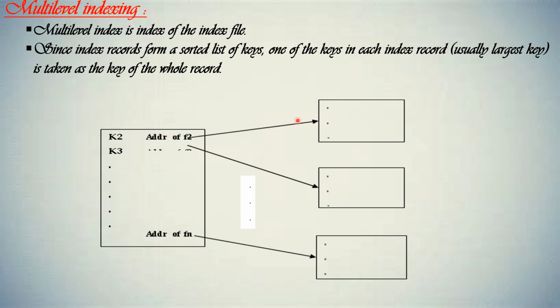Address of F2. Here it is the main index for these files, and next F3, key K3. This represents the index of K3. K3 is an index of these files. Here Fn is the index of these files.